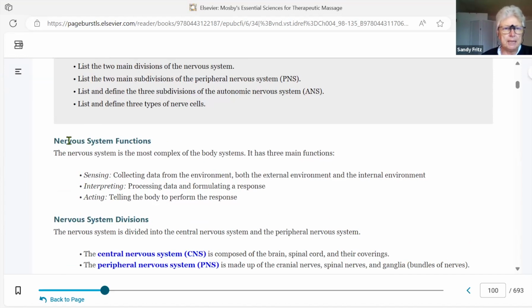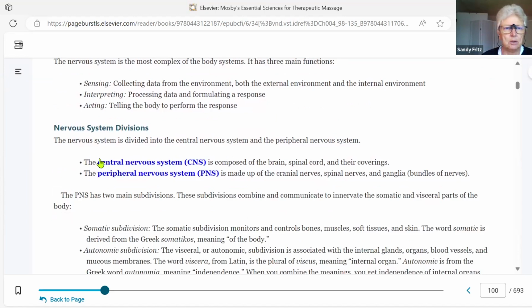So the beginning part of this is terminology, and the nervous system is sensing, interpreting, and acting. And that's where the communication comes in. We stimulate the sensing part. That's where we come in, and then the rest of it is processed internally.